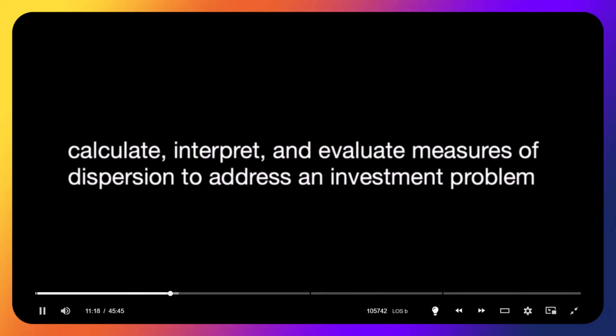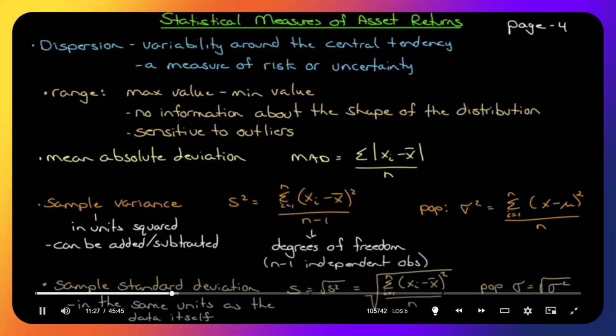Another LOS with three keywords here: calculate, interpret, and evaluate measures of dispersion to address an investment problem. When we're talking about dispersion, we're talking about the variability around the central tendency, and we've already looked at several measures of central tendency. While the measure of central tendency can give you an idea of the most likely return or the expected return of a portfolio, dispersion gives you an idea of the level of risk or uncertainty associated with that return.